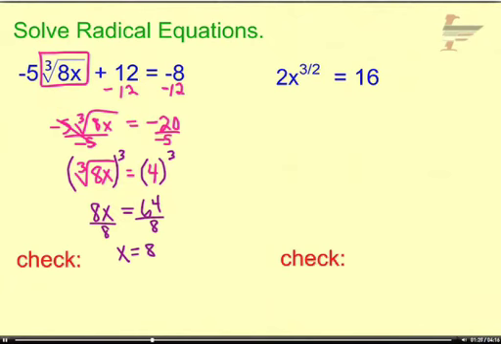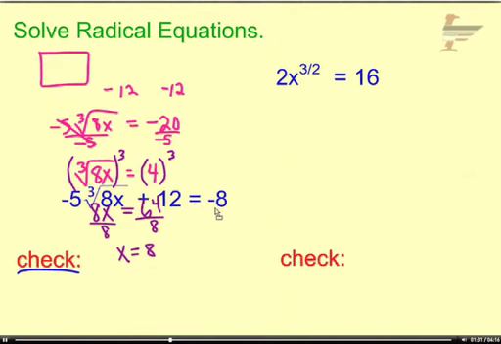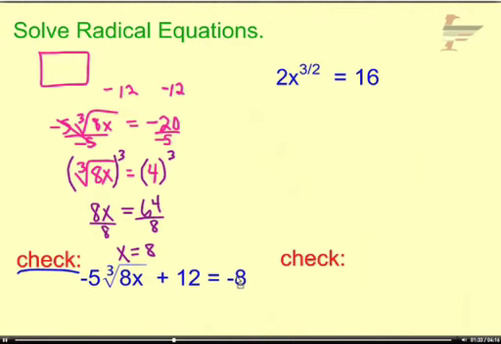Now, does x equal 8? I mean, does it really? We never, ever know till we actually check that solution. So if we just grab our original equation, I'm going to bring it down here so we can see it. Let's plug in 8 for x and see if we get a true statement. So negative 5 times the cube root of 8 times 8 plus 12. Does that equal a negative 8? That's what we're trying to figure out.